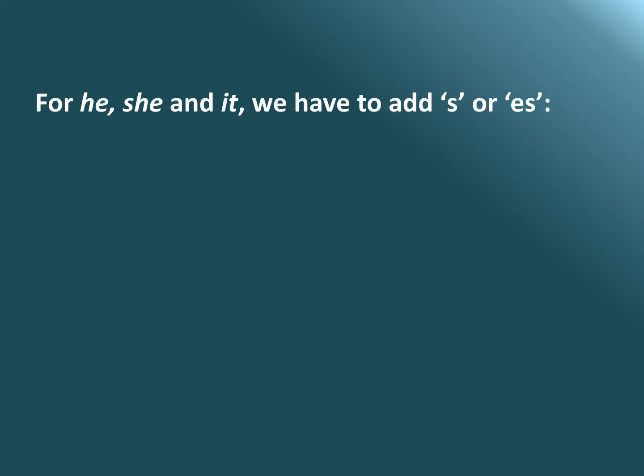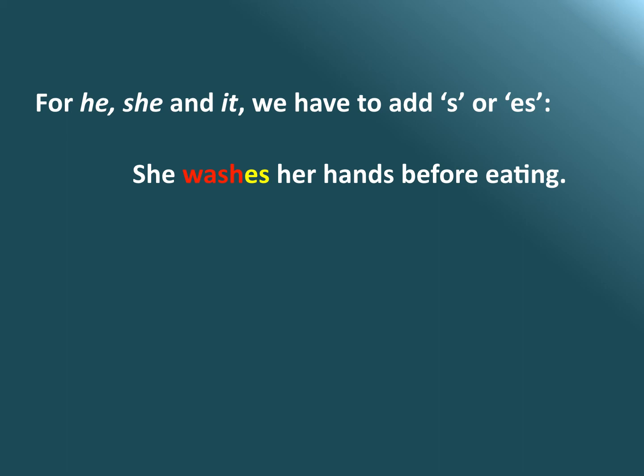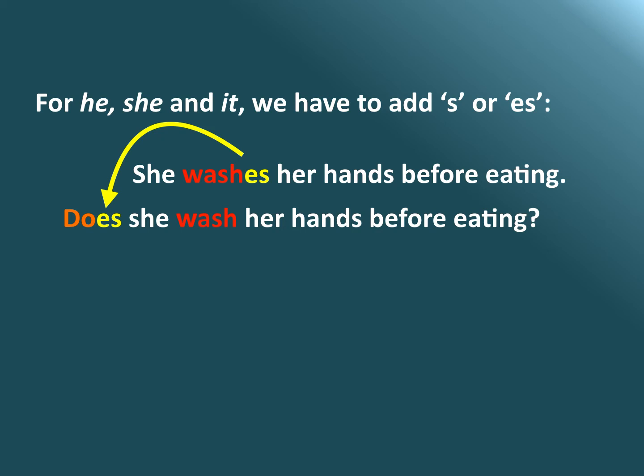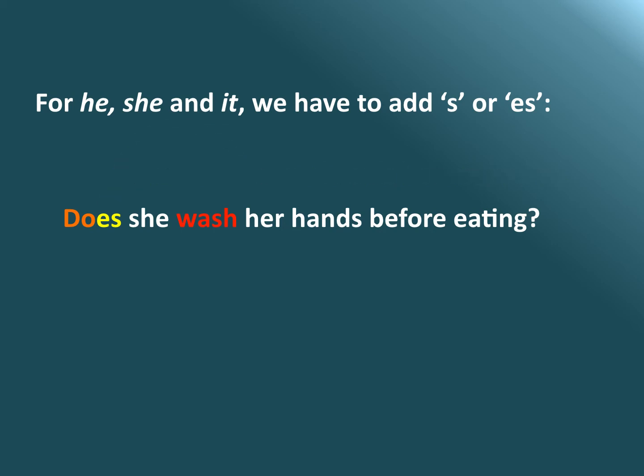If we are talking about another person, that's one other person, not you, not I, not they, not we, then there is an S or an ES on the end of the verbs in the present tense. When we make a question, this S goes on the end of the do helping verb. And don't say, "Does she washes?"